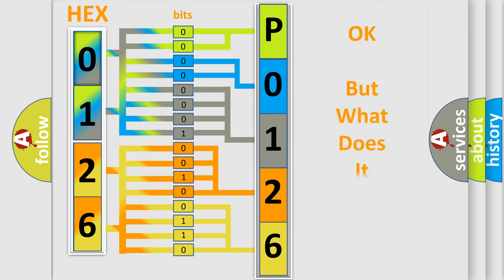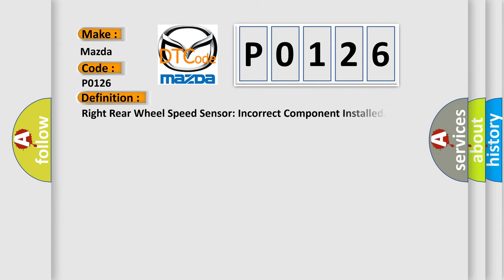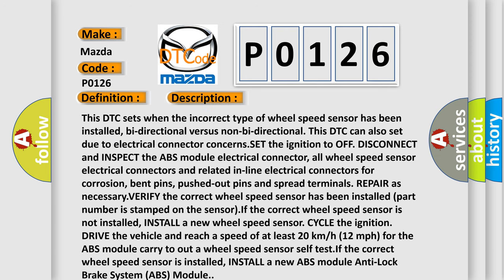The number itself does not make sense to us if we cannot assign information to what it actually expresses. So, what does the diagnostic trouble code P0126 interpret specifically for Mazda? The basic definition is: right rear wheel speed sensor incorrect component installed. And now this is a short description of this DTC code. This DTC sets when the incorrect type of wheel speed sensor has been installed, bi-directional versus non-bi-directional.